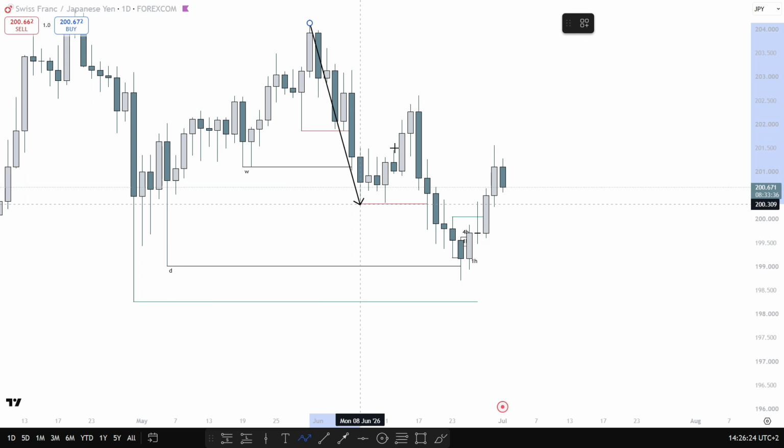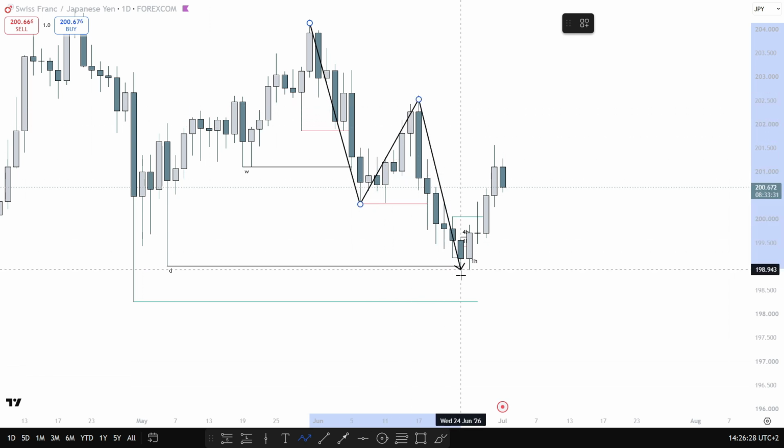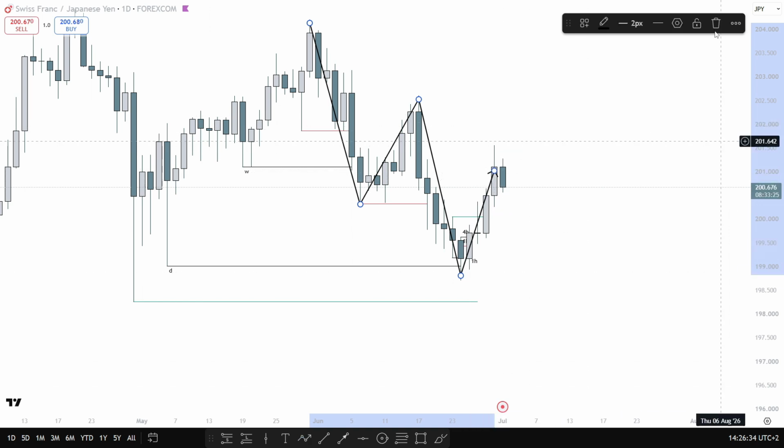Okay, so it's basically what I was saying before. From the high to the low, we have a retracement. Okay, and that's how it goes. Simple.